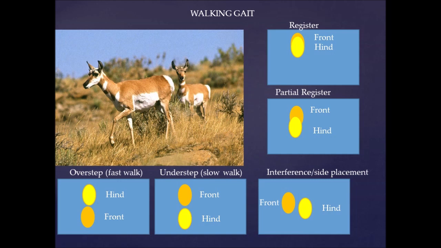If an animal is distracted or startled mid-stride, the forelimb might be delayed in movement from its position, causing interference with the hind limb, which needs to be placed in the forelimb position for balance and to continue the stride. This is called an interference or side placement. When an animal walks at normal walking pace, it usually registers or partial registers.